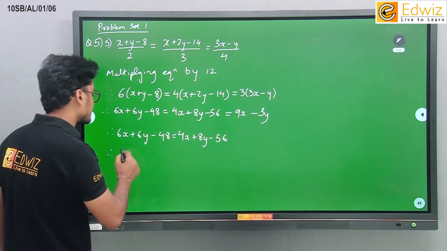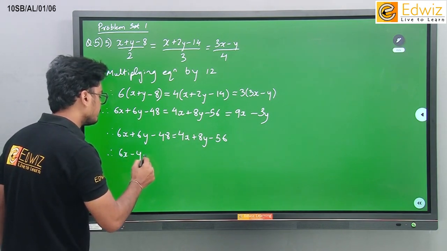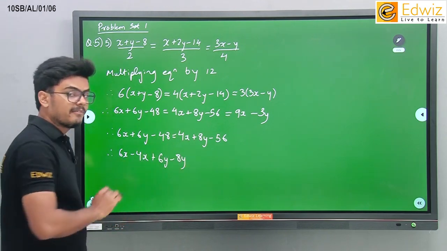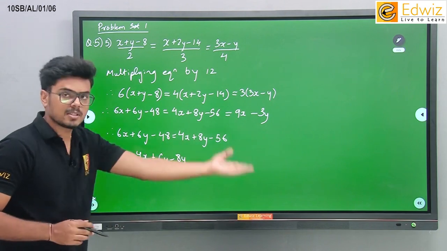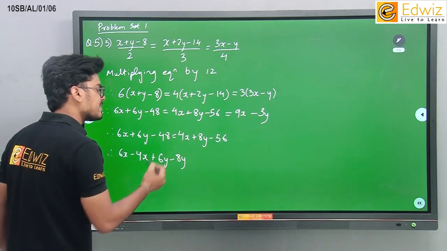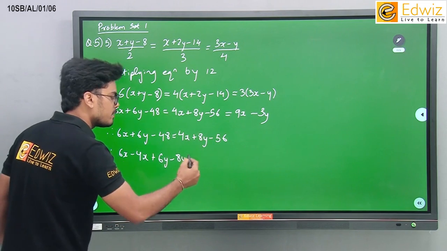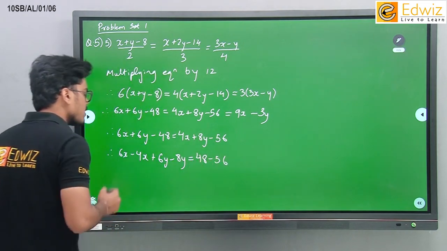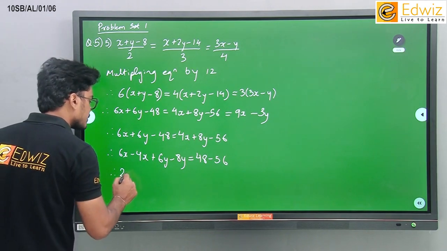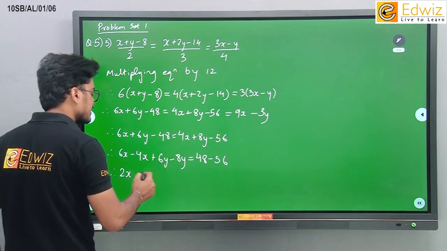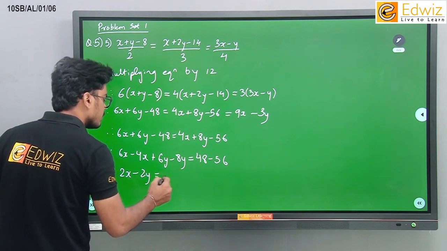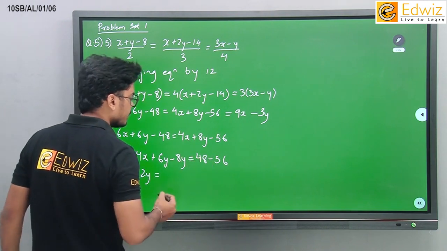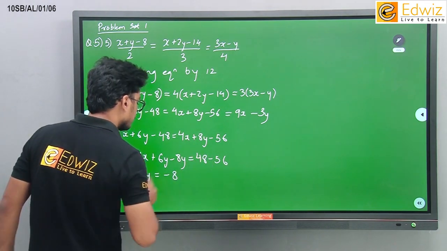So this will be 6x minus 4x plus 6y minus 8y. I am taking all the variables on one side and constants on the other side. Correct? So 6y minus 8y, and this minus 48 we will send to that side. It will become plus 48. This minus 56 is as it is. So 6x minus 4x is 2x. 6y minus 8y is minus 2y equal to 48 minus 56. So 48 minus 56, we know it is minus 8.